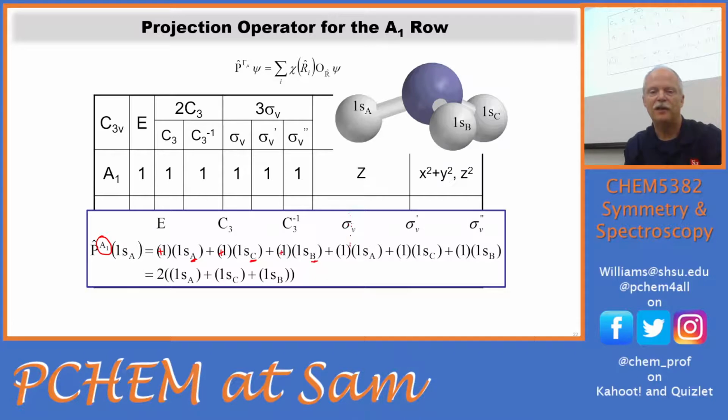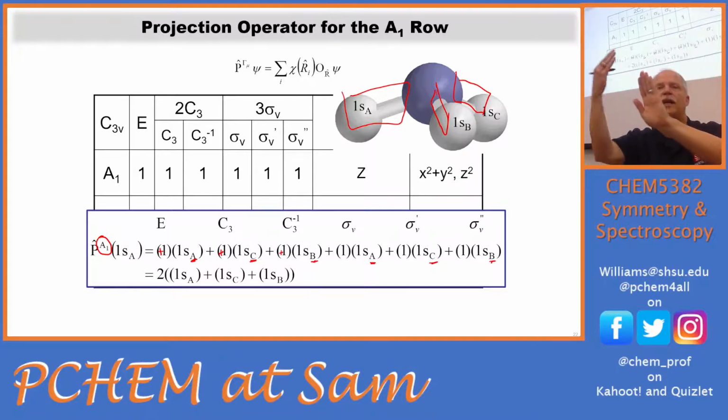If I reflect, and so this is the first reflection plane, it stays put. If I reflect it in this one, then it goes over to C. And if I reflect it in this plane, it jumps over to B. So does everybody see the reflection planes? It's just each of the NH bonds is a reflection plane, and I'm hopping that orbital over to the other chemically equivalent spots on the molecule.